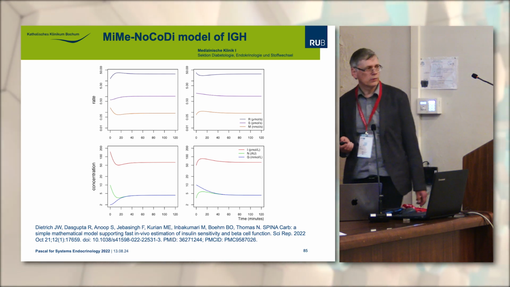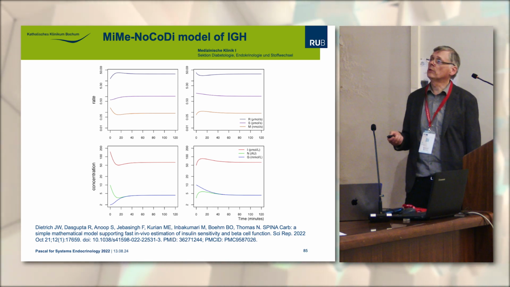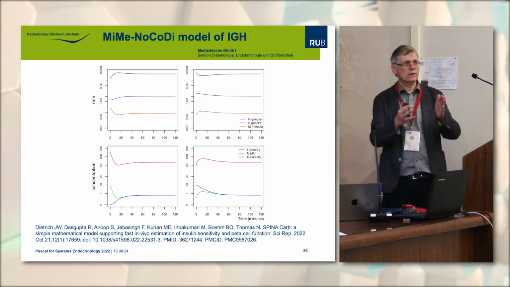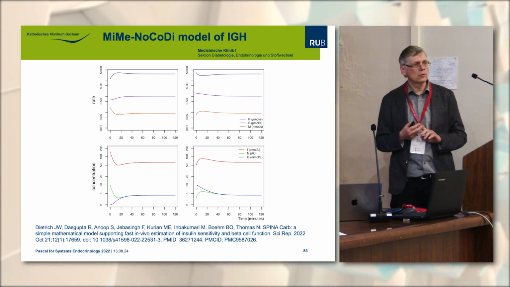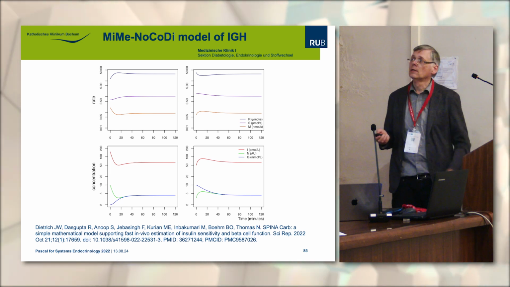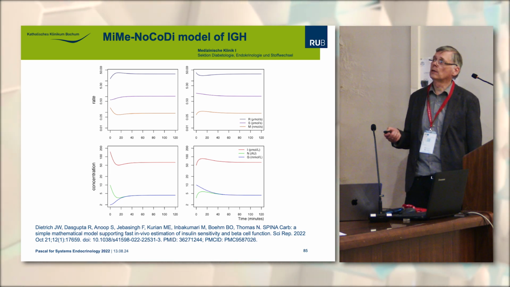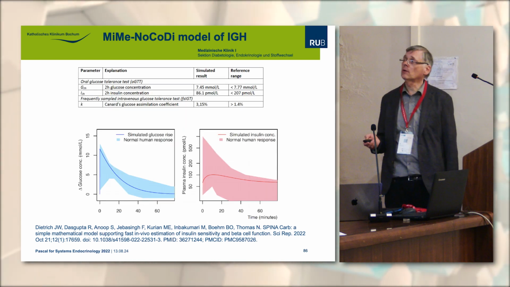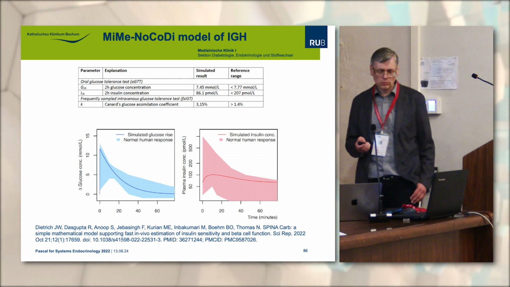We have published this model in the journal Scientific Reports of the Nature Group, and what we could show here, for example, is that the feedback loop approaches always the same concentrations of insulin and glucose, irrespective of the beginning. This is what the feedback loop does, of course. We get constant steady state output, and here we simulated some clinical tests which we use.